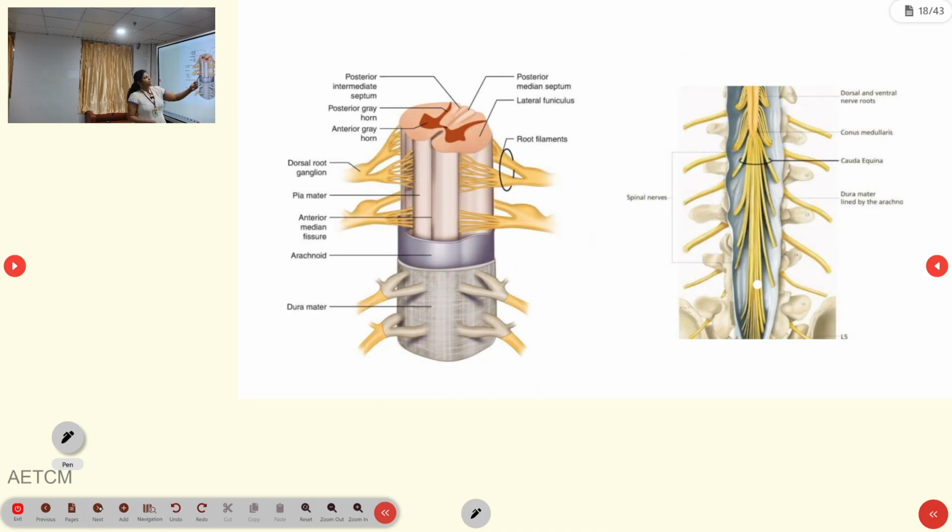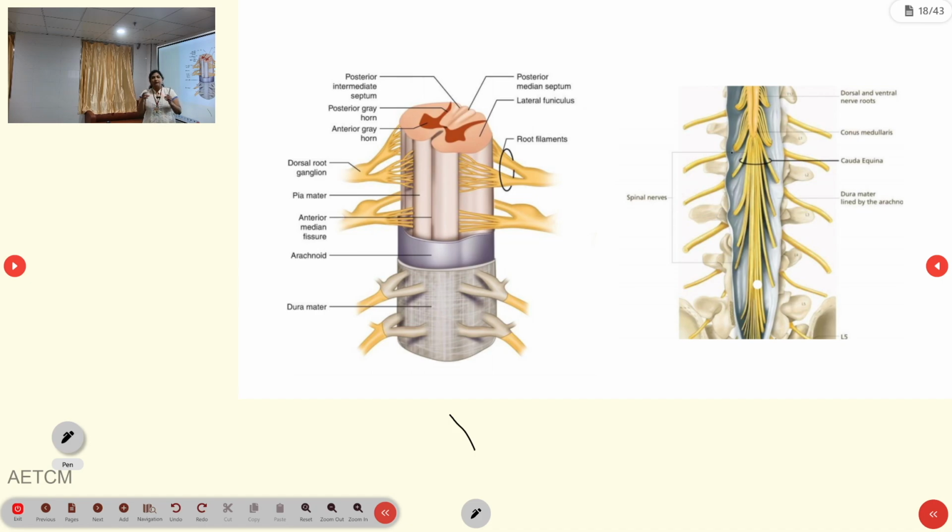Coming to the nerve roots, each segment of the spinal cord gives rise to a spinal nerve. The spinal nerve has an anterior root and a posterior root, and both these roots join to form the spinal nerve, and the spinal nerve exits out of the intervertebral foramen. One point we need to remember is that the spinal cord has 31 pairs of spinal nerves, but the length of the spinal cord falls short of the vertebral column.